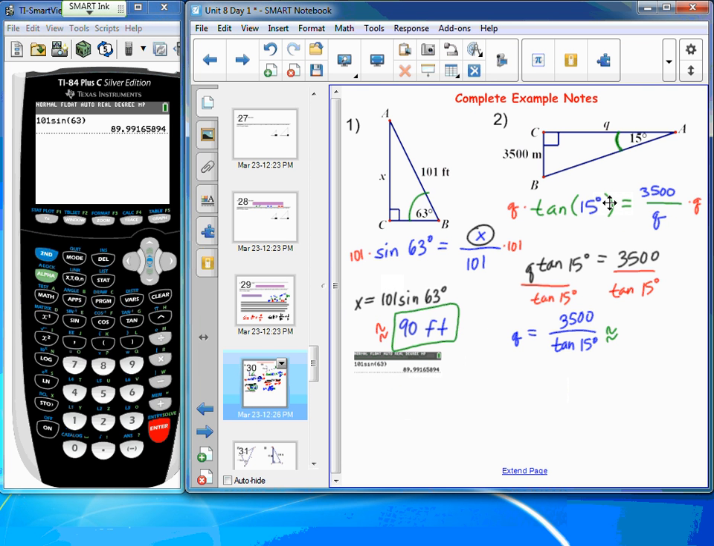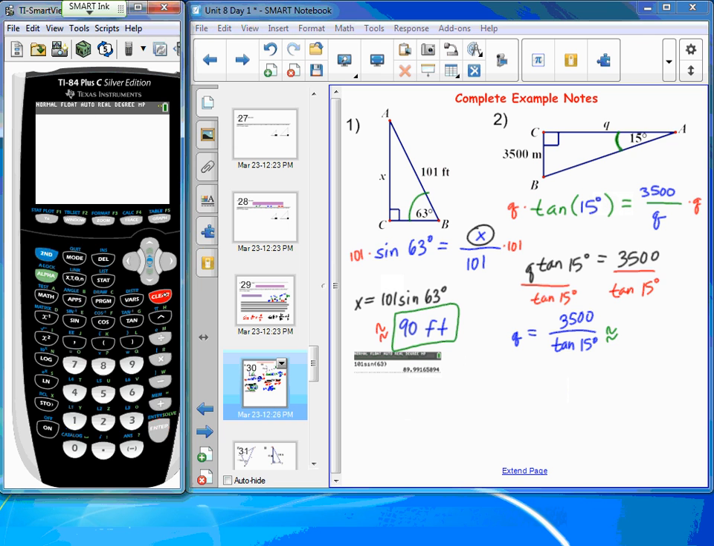So on my graphing calculator, I'll go ahead and do 3,500 divided by the tangent of 15 degrees, close angle input. Voila! It looks like we get about 13,062.18 meters.